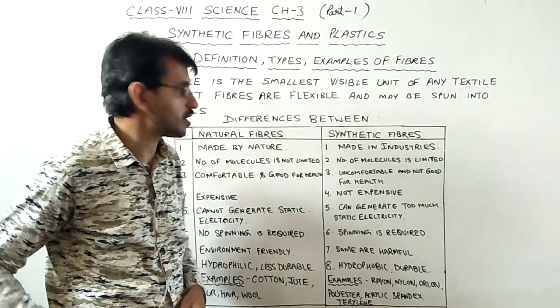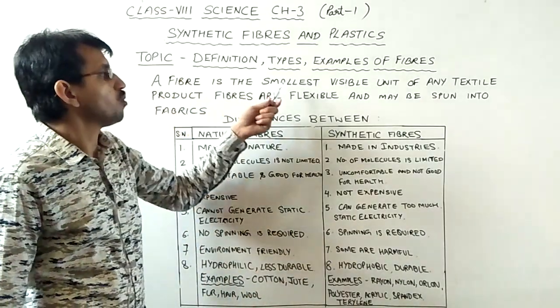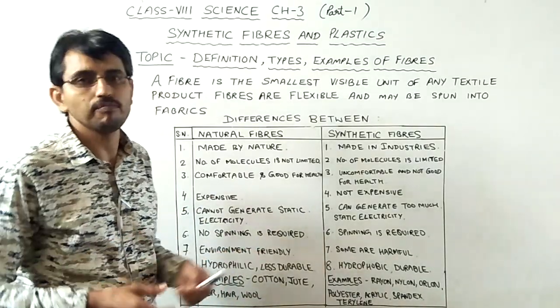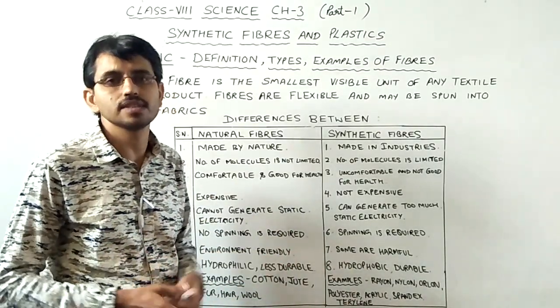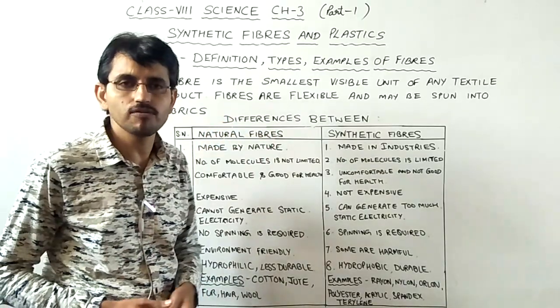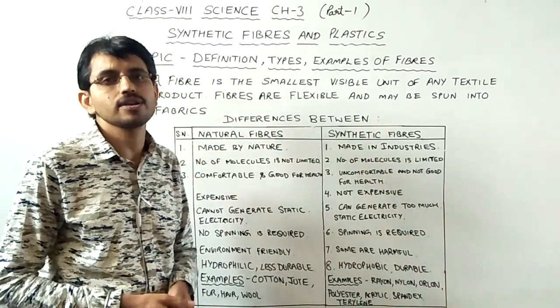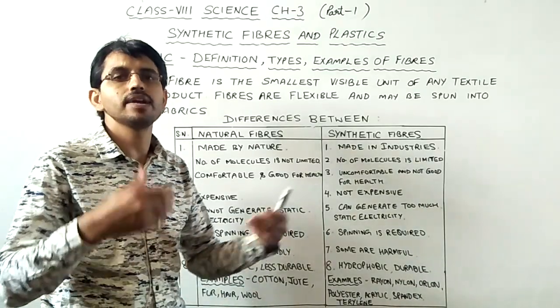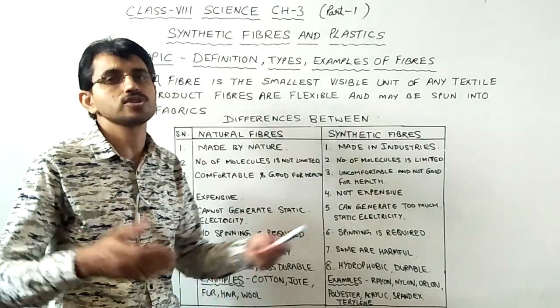What is meant by fiber? A fiber is the smallest visible unit of any textile product. Textile product means you have bed sheets, shawls, blankets at your home. If you look at them carefully, then you can see many thread-like structures. These thread-like structures are called fibers. They are prepared in textile industries, so we call them textile product.